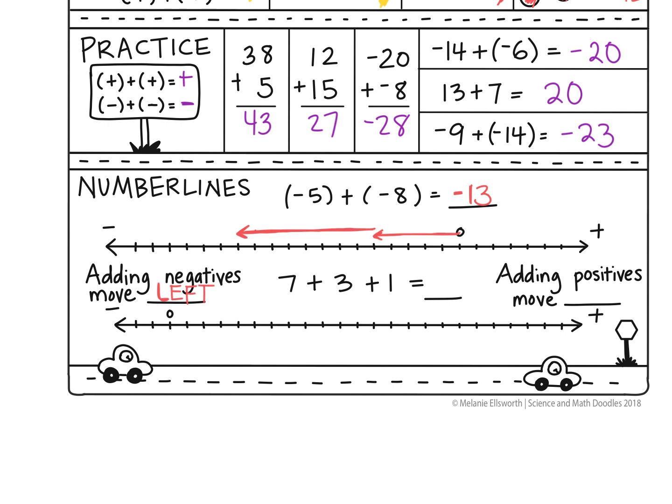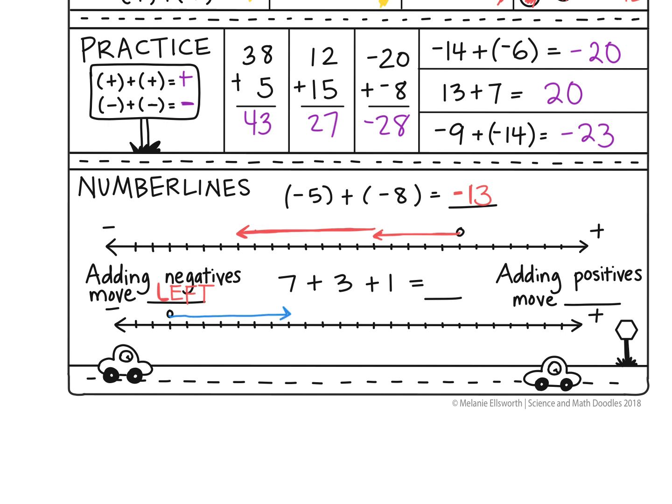Now let's look at positives. I'm just going to use blue because it's easier to see than yellow on the board. To model this, I would start at 0. Everybody see 0 over here by the car, or the car on the left, I should say. So I'm going to start by showing 7. 1, 2, 3, 4, 5, 6, 7.